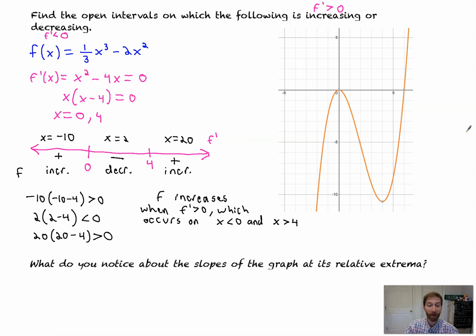All right, let's do where f is decreasing. f decreases when f prime is less than 0, which occurs. So I'm being very formal here in case you're taking the AB or BC exam or have a professor that wants you to justify your answers, which occurs on, well, let's check it out, between 0 and 4. So I'm going to write that in interval notation just to mix it up, between 0 and 4.